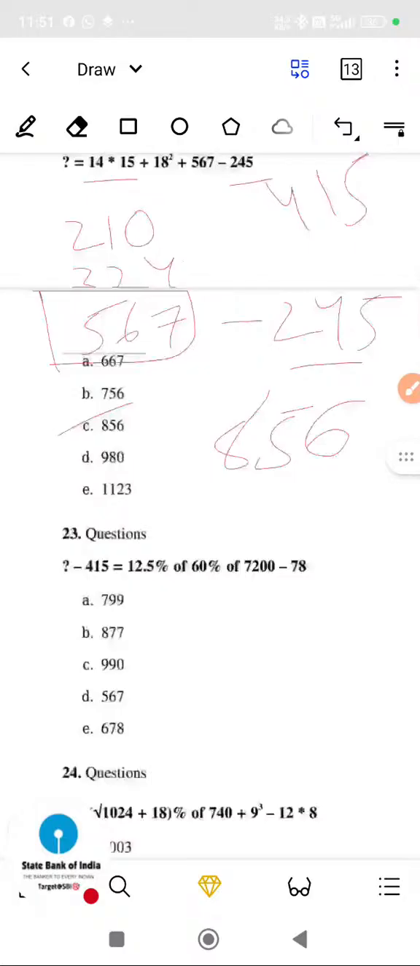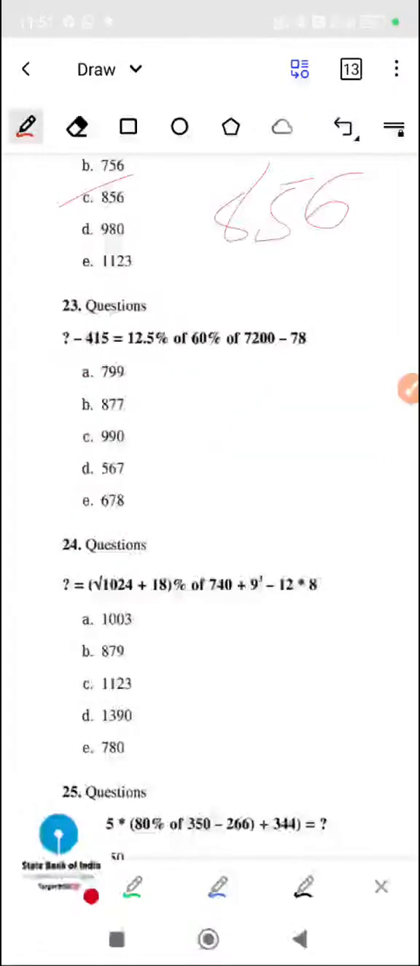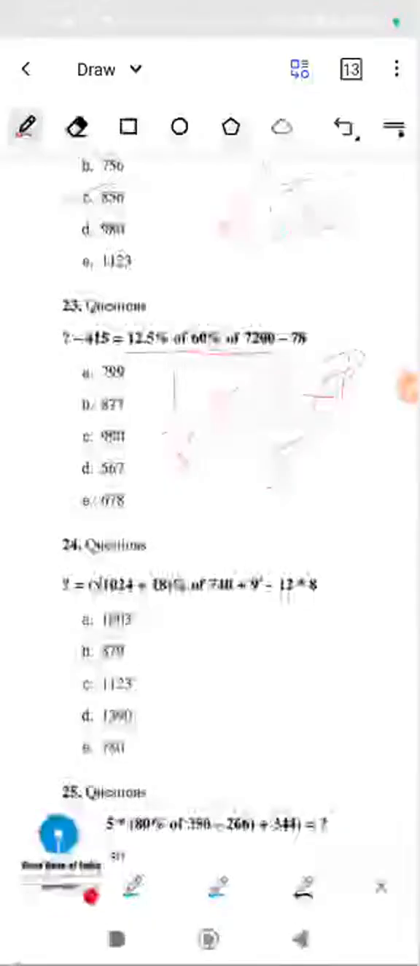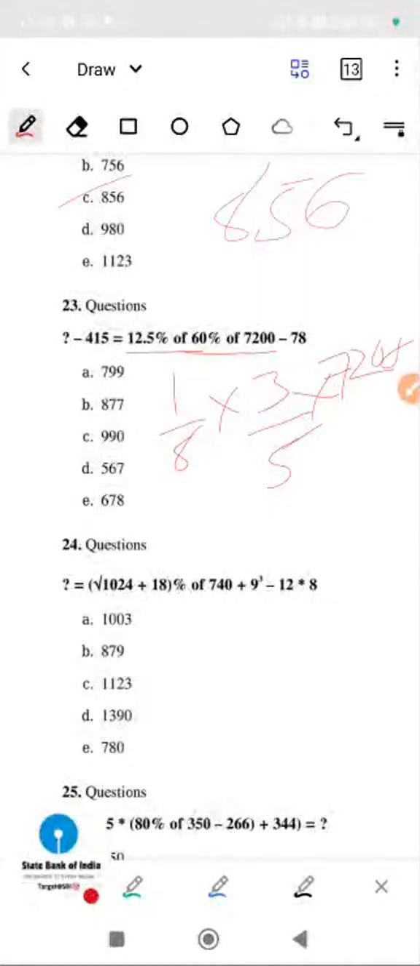Next, third question. 12.5 percentage of 60 percentage of 7200. 12.5 percentage means 1 by 8 into 60 percentage means 3 by 5 into 7200. So 8 900 times, 5 2 times. So we have 90 into 3 times, which will be 270. 272 times, which will be 540.